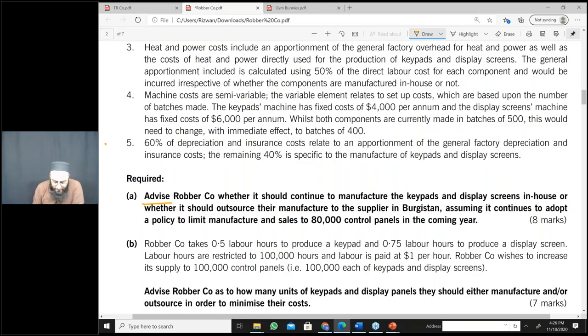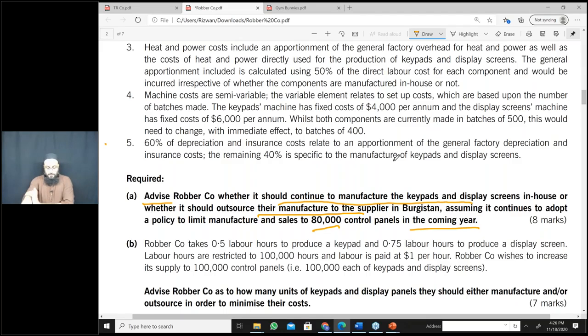Advise Robber Company whether it should continue to manufacture the keypad and display screen in-house, or whether it should outsource their manufacture to the supplier in Kyrgyzstan, assuming it continues to adopt a policy to limit manufacturing sales to 80,000 control panels in the coming year. Okay, so the first question says to advise whether they should continue. By the word continue, it's clear that currently they are producing in-house. So whether they should continue producing in-house or they should outsource it. Okay, and 80,000 units.